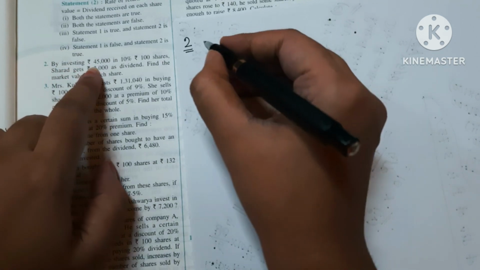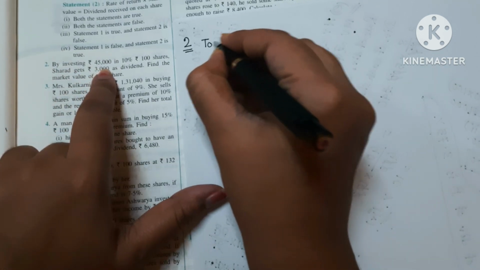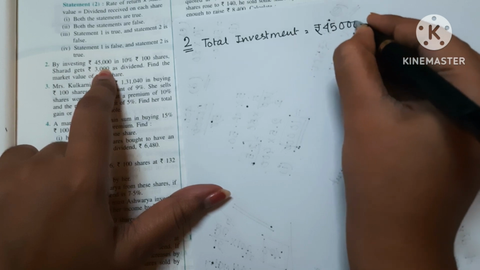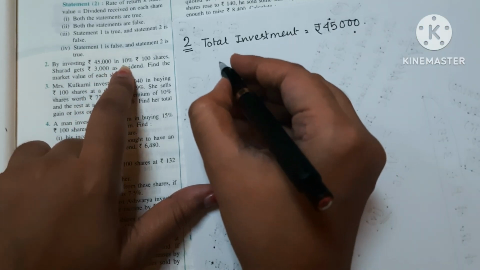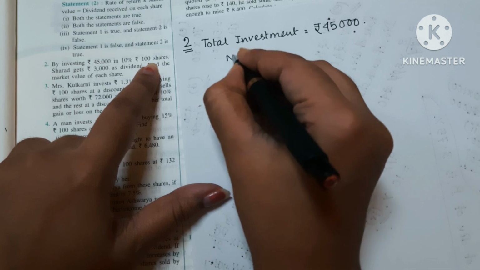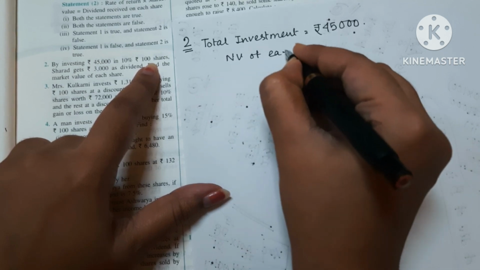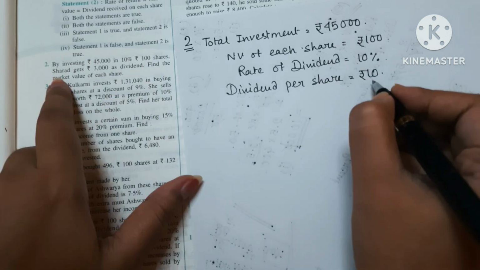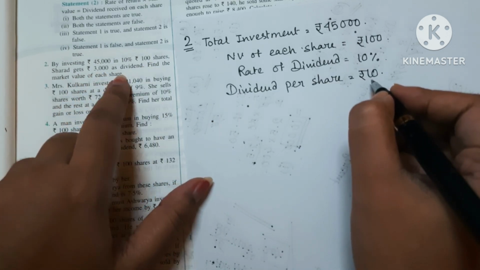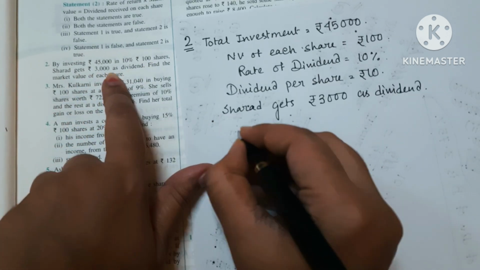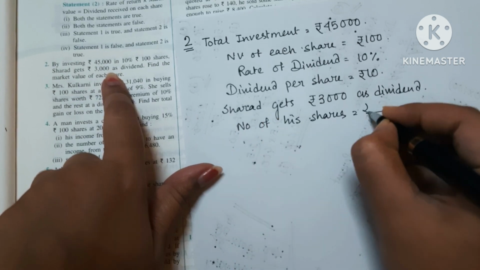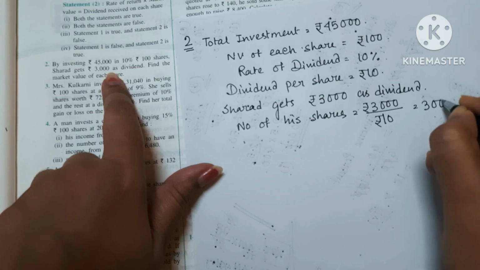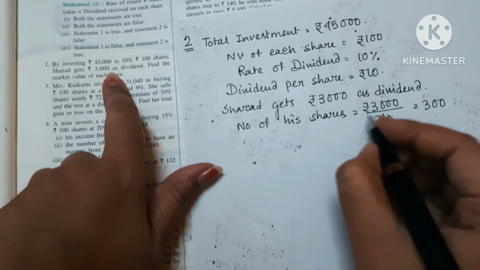By investing this amount, so total investment is rupees. Now in 10% rupees 100 shares, that means nominal value of each share, rate of dividend per share. Okay, this one. Sarad gets this amount as dividend. Sarad, number of his shares rupees 3000 divided by rupees 10. So it will become 300. So number of his shares are 300.